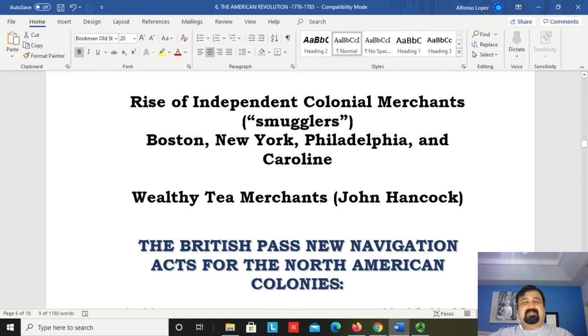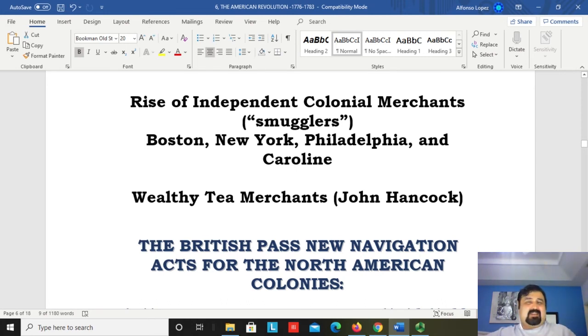Okay, we're going to see that in those places, we're going to see the rise of very wealthy merchants that London is very much aware of. Back in London, in the city of London, in the capital, the British Parliament is very, very well aware of what is taking place. And some of those merchants are very well known back in England. In fact, they're known as the smugglers. They were dubbed or named the smugglers, of course.